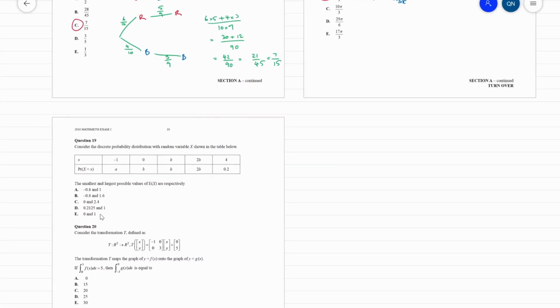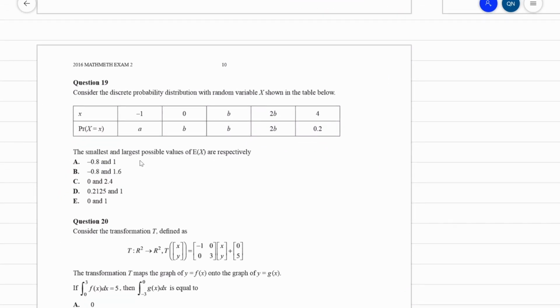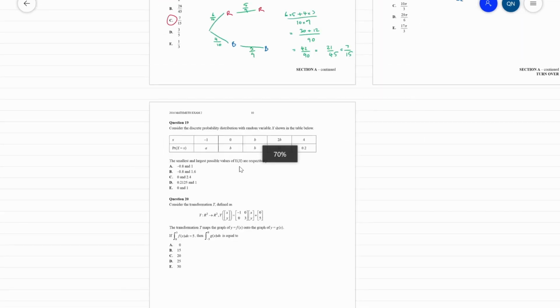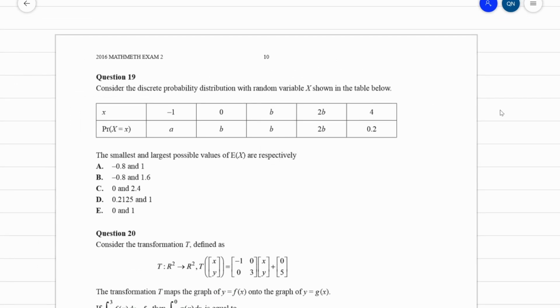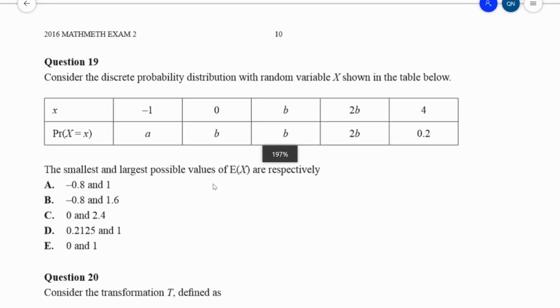Question 19, consider the discrete random variable X. The smallest and largest possible values of E(X) are respectively... Okay, so I believe this was one of the trickiest questions on the exam. So right away, I'll just write down a bunch of equations which I know.